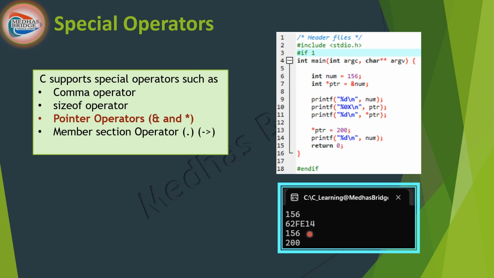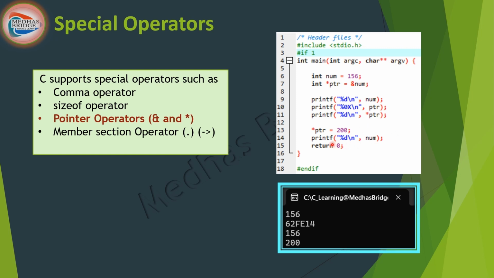To demonstrate one step above what I was doing in line number 13, using star ptr, I'm assigning a value 200. So is it like 200 will be stored in ptr? Definitely no, because ptr is actually pointing to num. So indirectly, using this star ptr, you are modifying the value of num. So now num becomes 200.